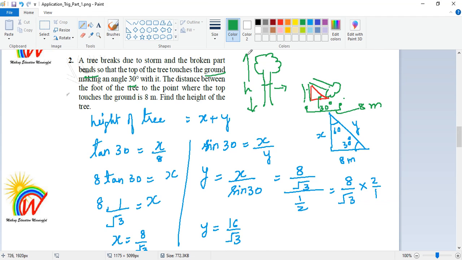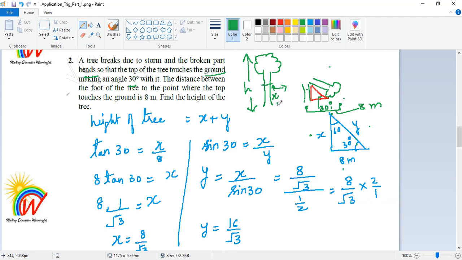Now here you see I have drawn this triangle in blue pen. So this is 30 degrees, and this is 8 meters, given. I need to find this x and y. See, y is nothing but the broken part of the tree, right? I'll just have to find the y and make it stand upwards. So the x and y together give the height. This part is your x.